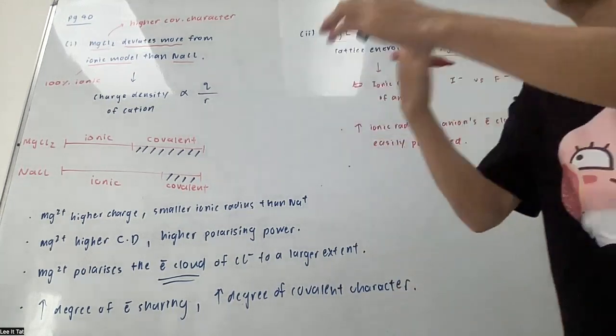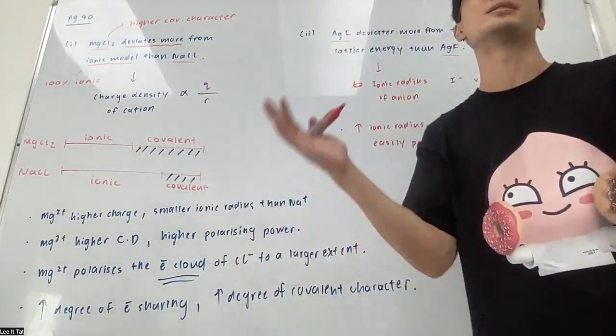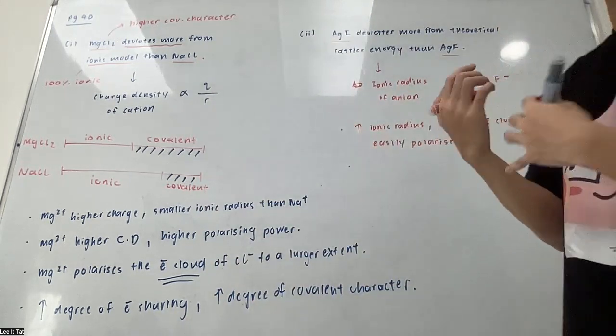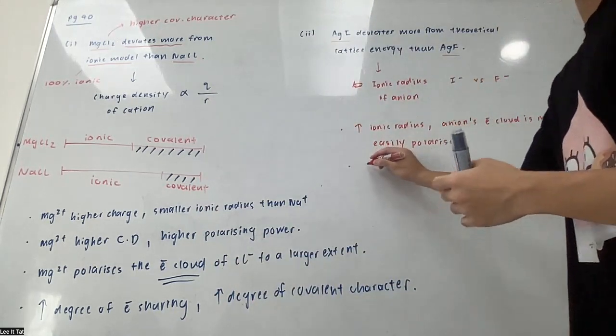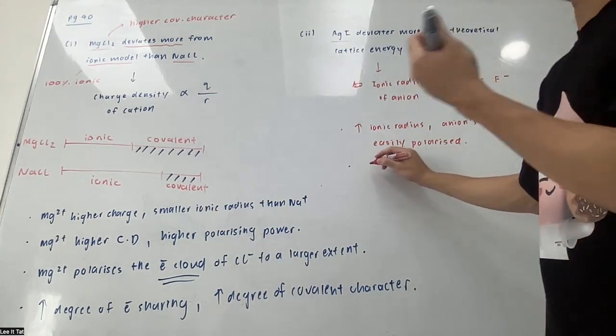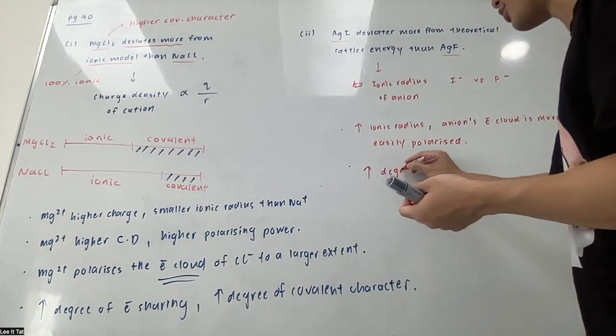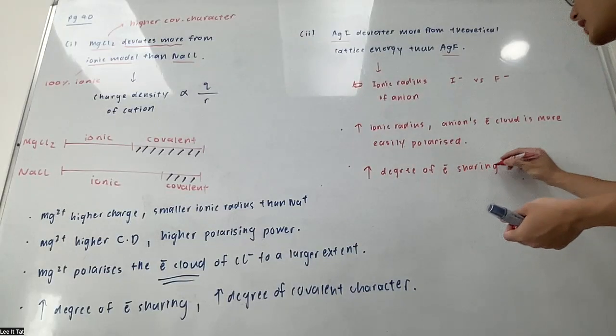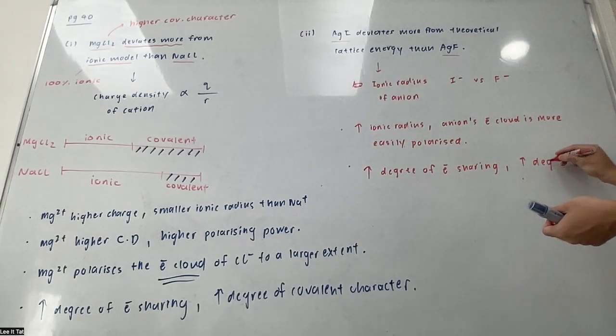You don't have to tell me it's further away. The further away part, I discussed to make you all understand. But anyways, it is more easily polarized than these. The degree of sharing has to be higher again. So higher degree of electron sharing means higher degree of covalent character. Once again, like the last sentence, you notice it's pretty much the same thing.